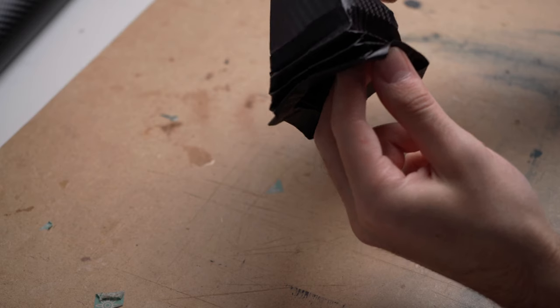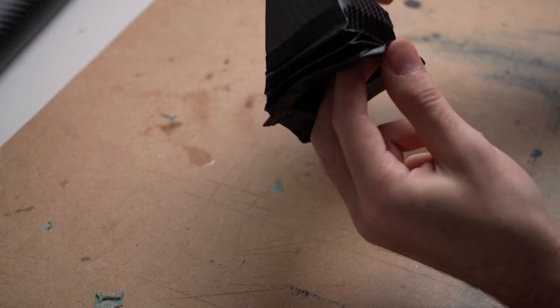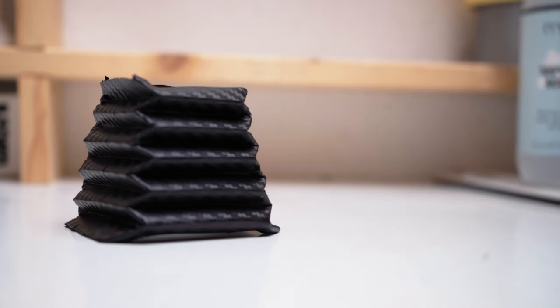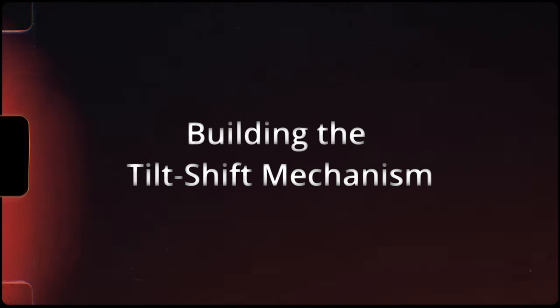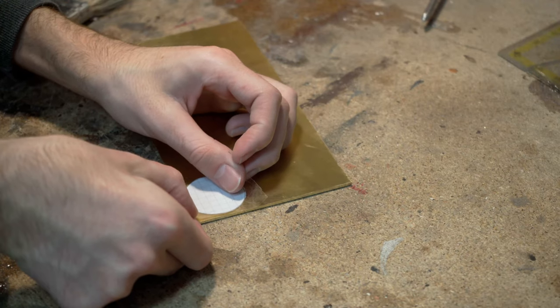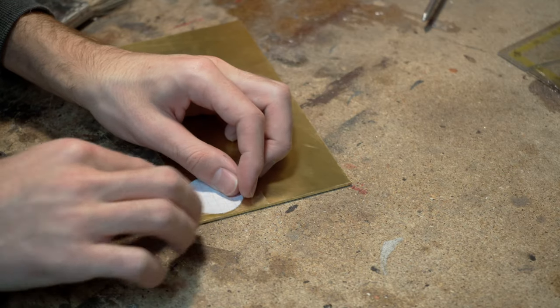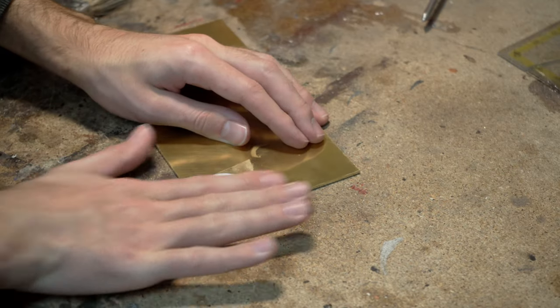So after a bit of rough persuasion, the bellows were done. And there was only one problem remaining: building the tilt shift mechanism. Encouraged by my success at building the bellows, I decided to not even make plans and just start building.